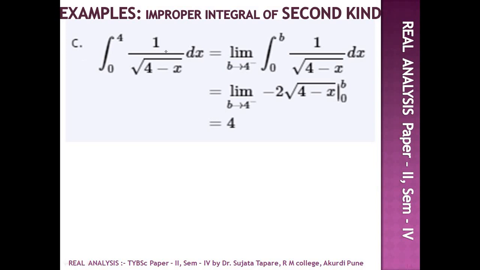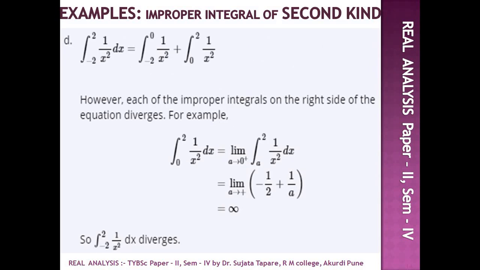Next one, integration 0 to 4 dx upon square root of 4 minus x. So here function is unbounded at x is equal to 4, that is at upper limit. So replace this 4 by b and take limit as b tends to 4 minus. Find the integration, replace b by 4 and answer is 4, which is a finite, so given integral is convergent.